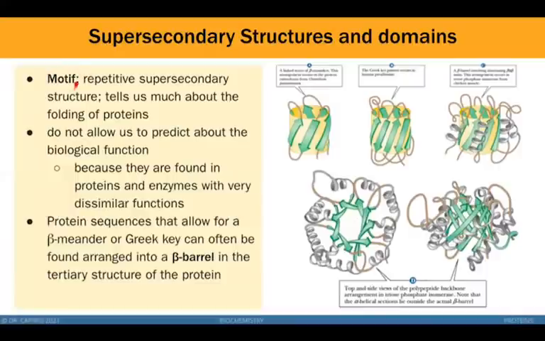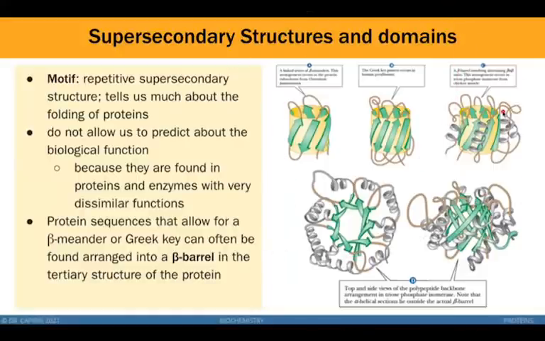We have also the term motif. When you say motif, these are repetitive supersecondary structures which tell us about the folding of proteins, but they do not allow us to predict the biologic function because they are found in proteins and enzymes with very dissimilar function. Now, protein sequences that allow for a beta meander or Greek key can often be found arranged into a beta barrel in the tertiary structure of proteins. So these are the examples of motifs.